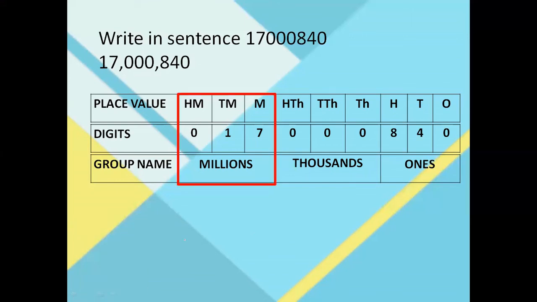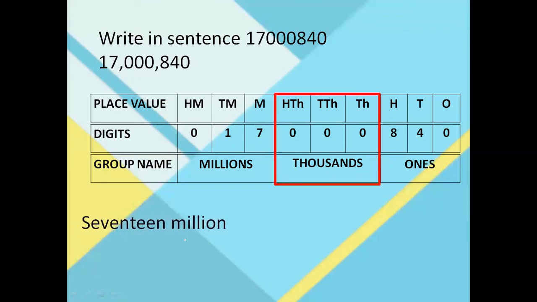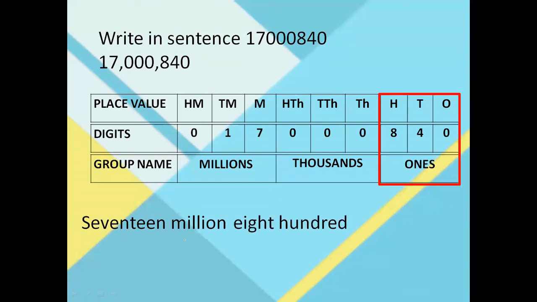So select the higher place value, million. In the millions group, you can see there is 17. So the sentence can be written as 17 million. There is no thousand, there are only zeros. So no need to write the zeros, just simply skip it. And the last is 840.